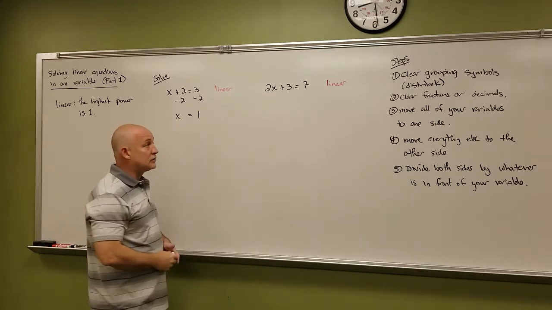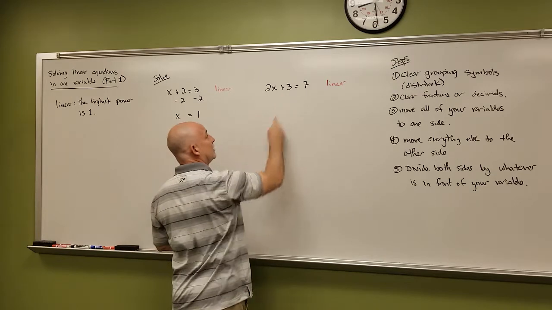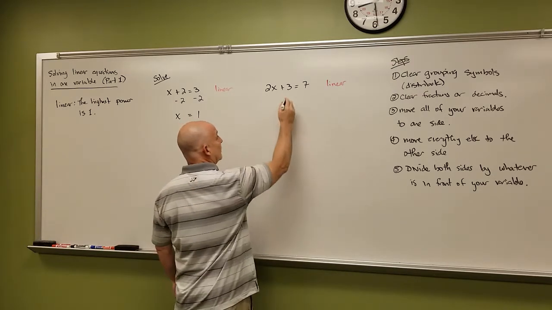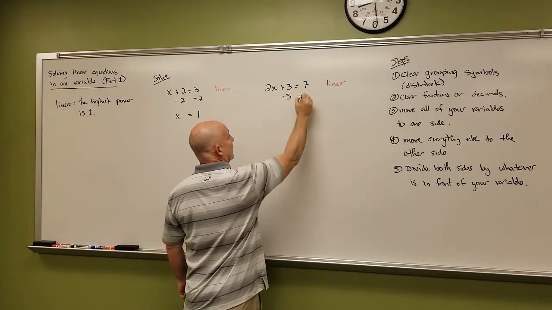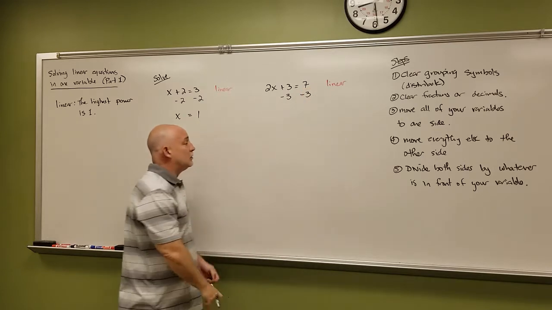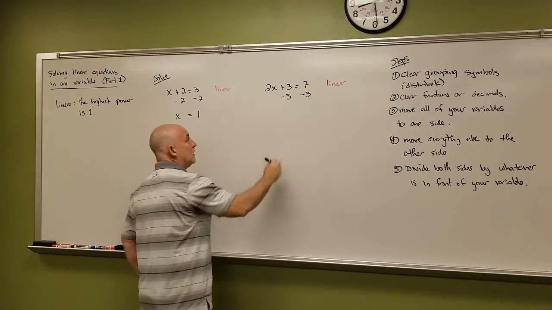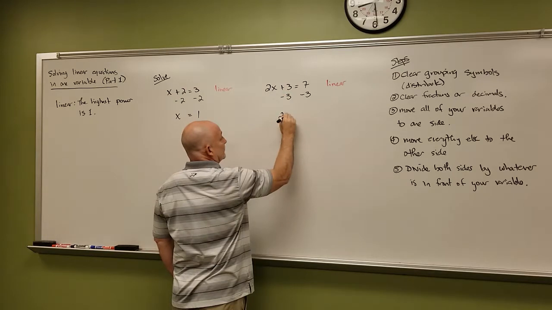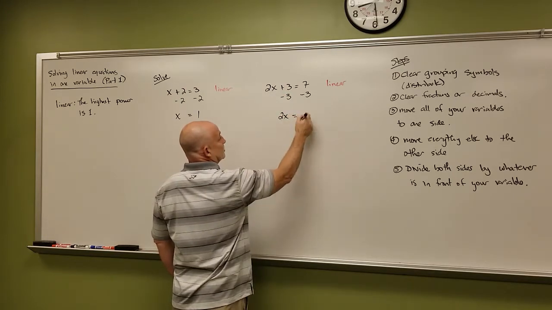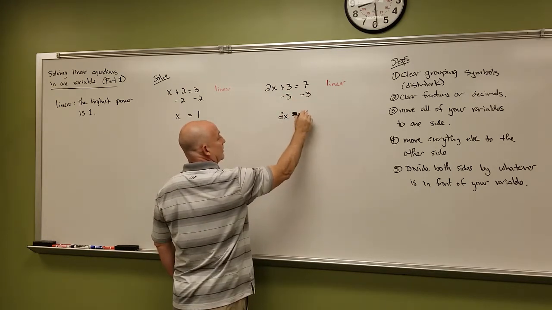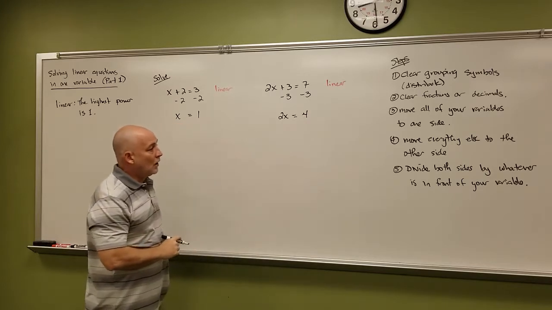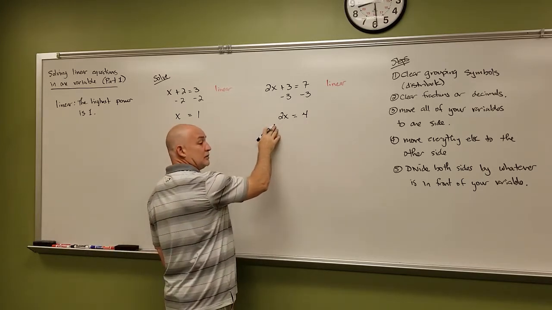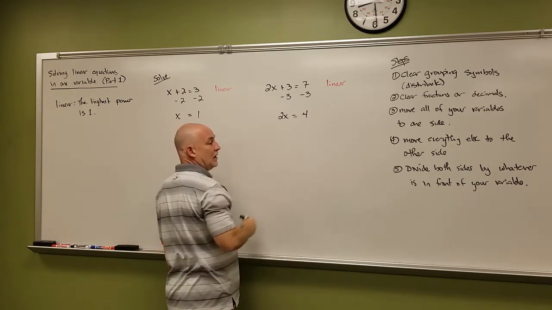Move everything else to the other side. Well, this 3 is over here with x's, so we need to get rid of it. So to get rid of a positive 3, I would subtract 3. And of course, whatever we do to one side, we have to do to the other. Then we combine our like terms. On the left-hand side, all we have is 2x. 7 plus a negative 3 would be a 4. All right, so we got every term that has an x on one side, every term that doesn't have an x on the other side.